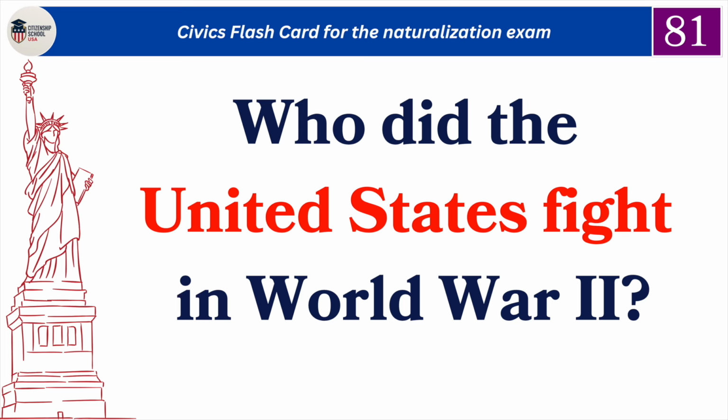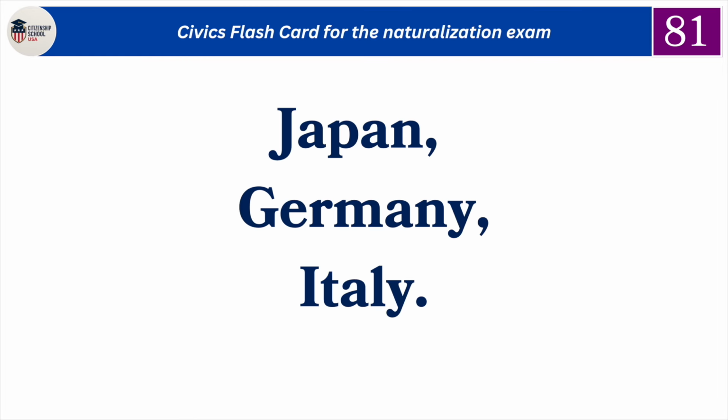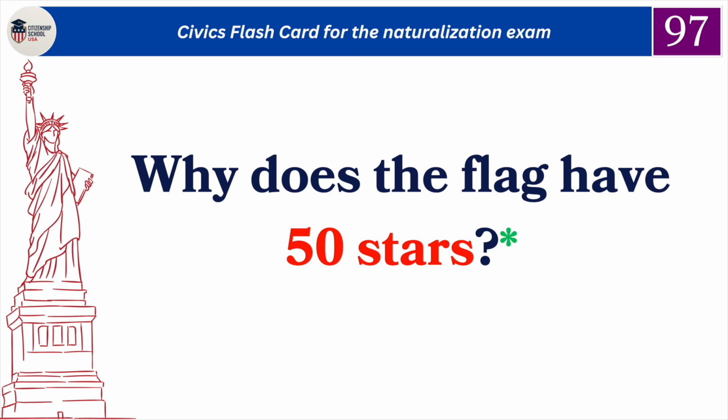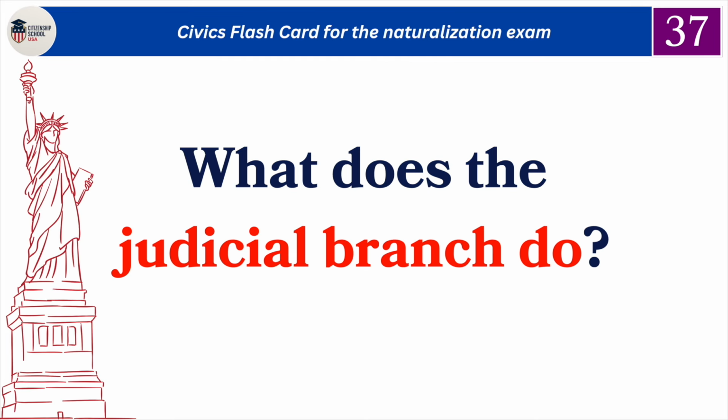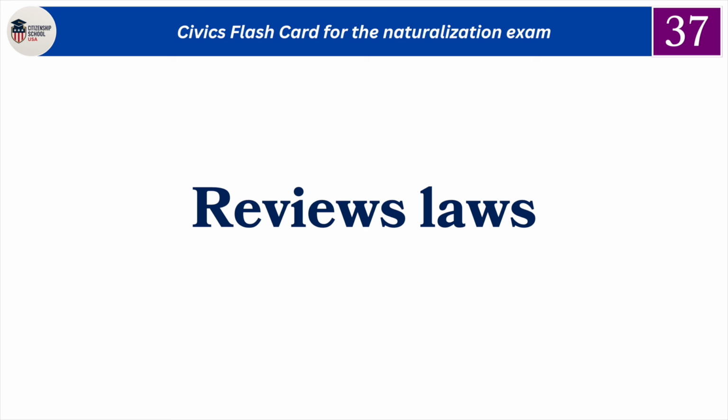Who did the United States fight in World War II? Japan, Germany, and Italy. Why does the flag have 50 stars? Because there are 50 states. What does the judicial branch do? Reviews laws.